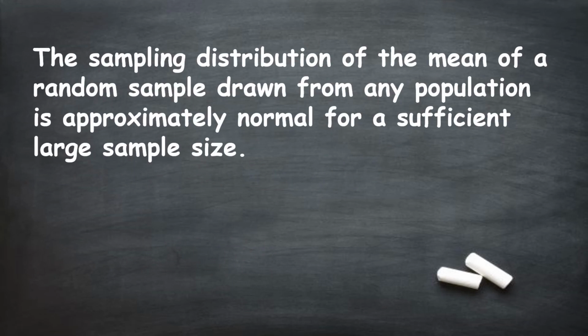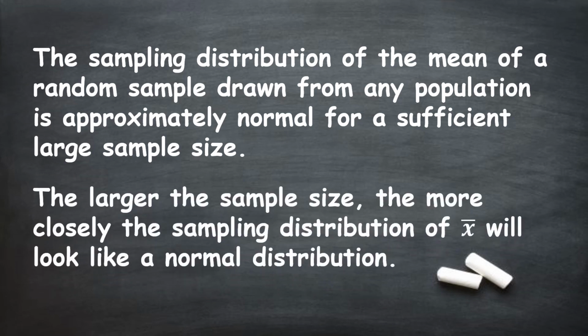So according to the central limit theorem, the sampling distribution of the mean of a random sample drawn from any population is approximately normal for a sufficiently large sample size. The larger the sample size, the more closely the sampling distribution of the mean will look like a normal distribution. Now, why are we aiming for a normal distribution? It is because if we have a normal distribution, we can get a mean or an average, or any numerical value that is a representation of the given population.